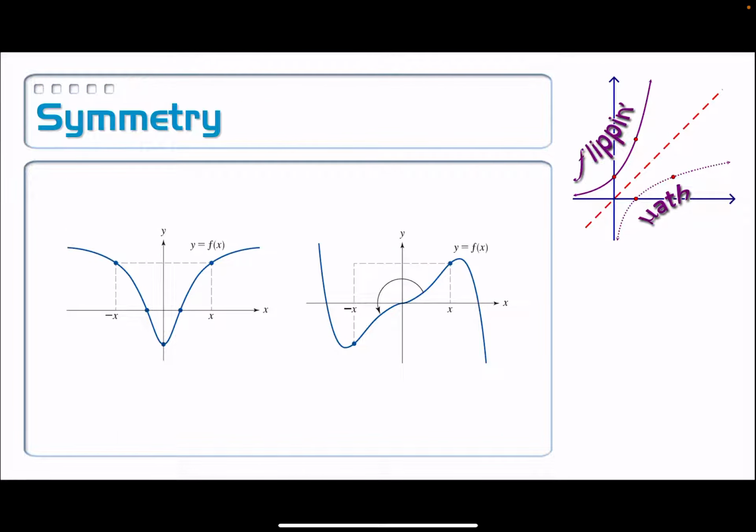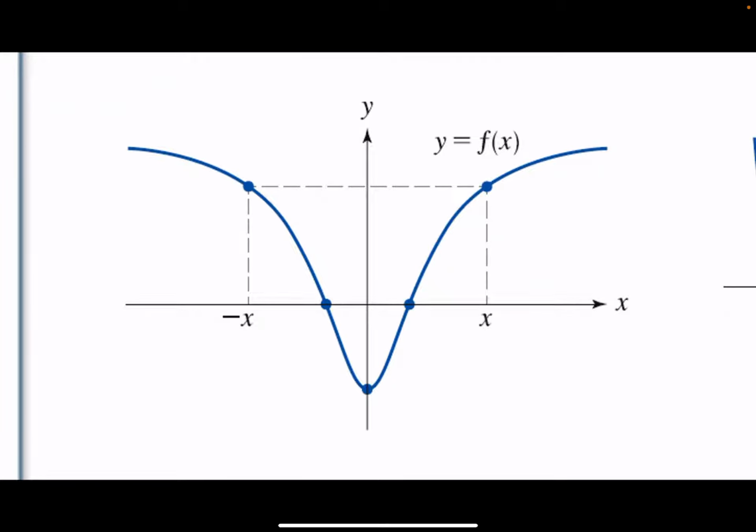All right, let's take a look at some symmetry, just a little bit more. Picture over here on the left-hand side, we have y-axis symmetry. Y-axis symmetry is called even symmetry.